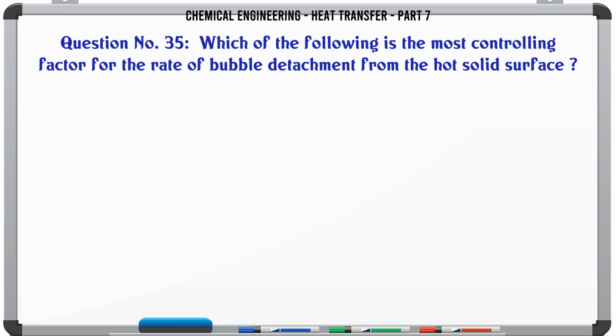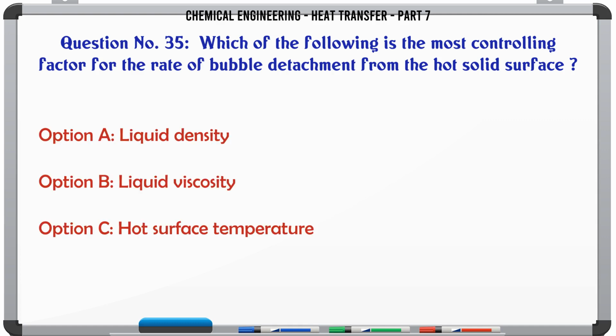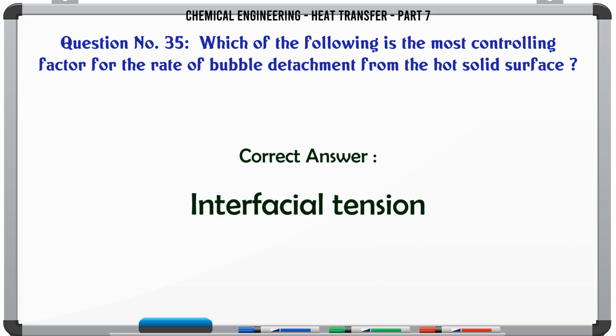Which of the following is the most controlling factor for the rate of bubble detachment from the hot solid surface? A. Liquid density. B. Liquid viscosity. C. Hot surface temperature. D. Interfacial tension. The correct answer is interfacial tension.